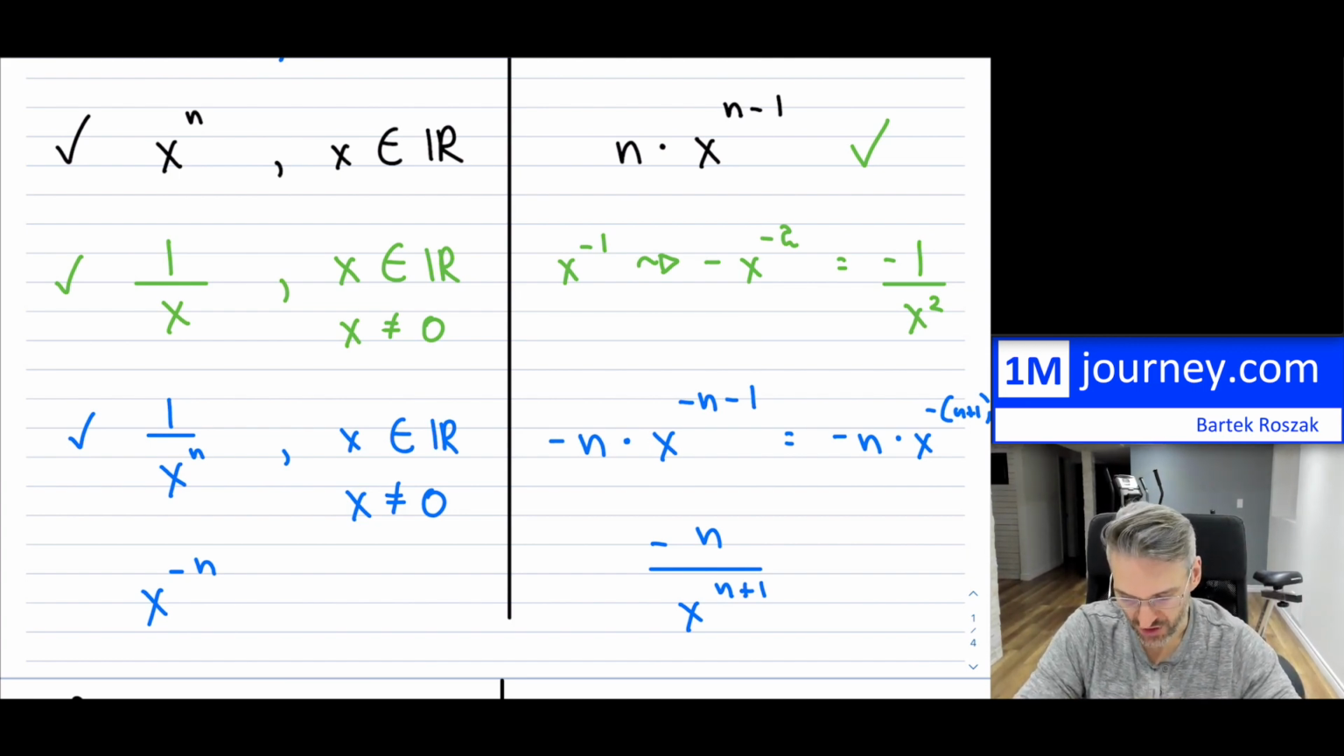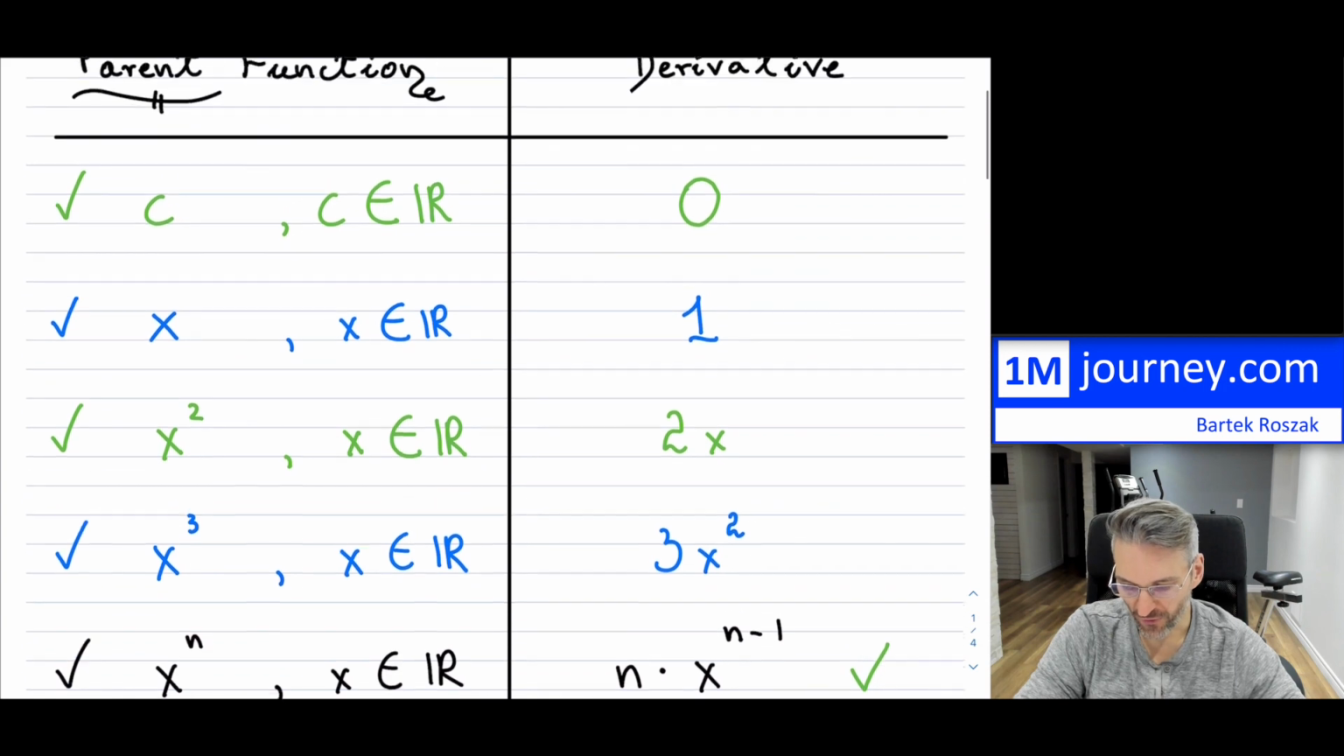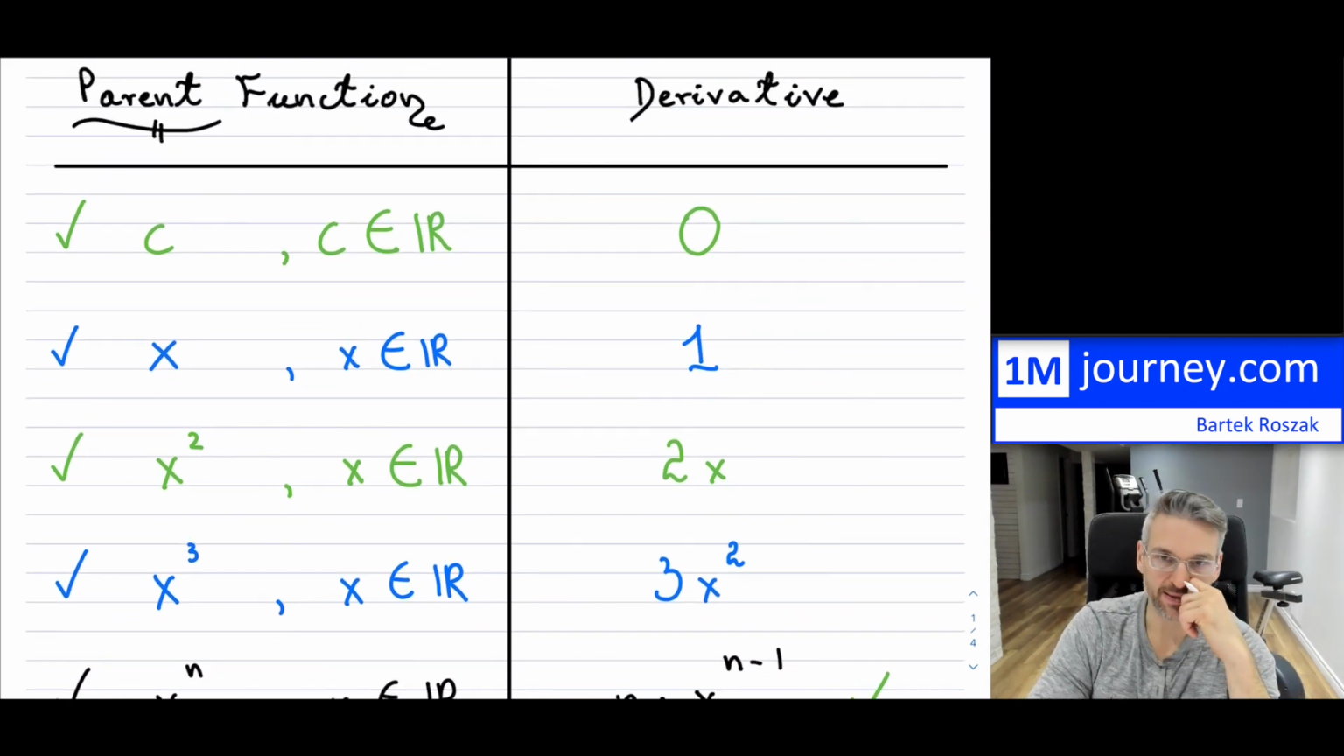So that's the first list. And from these, you can now combine these parent functions. You can create polynomials, you can create rational functions, and all of those derivatives can be applied if you're going to be applying all the rules.